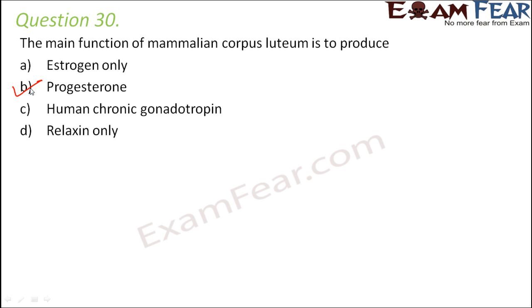But in case a woman doesn't get pregnant, then what will happen? This endometrial lining, which was developed by progesterone, will break down, and comes out of the body in the form of bleeding. That is what we call menstruation. So the corpus luteum's main job is to produce progesterone so that the endometrium lining can build up.